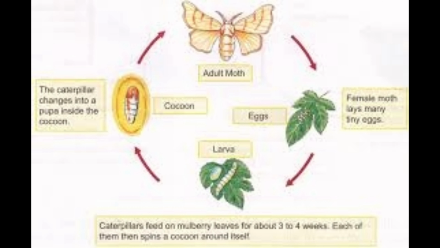Reeling is done in special machines which unwind the thread of silk fibers from the cocoon. Silk fibers are then spun into silk thread, which is woven into silk clothes by weavers. So children, here we have completed our explanation of the Fiber to Fabric chapter.